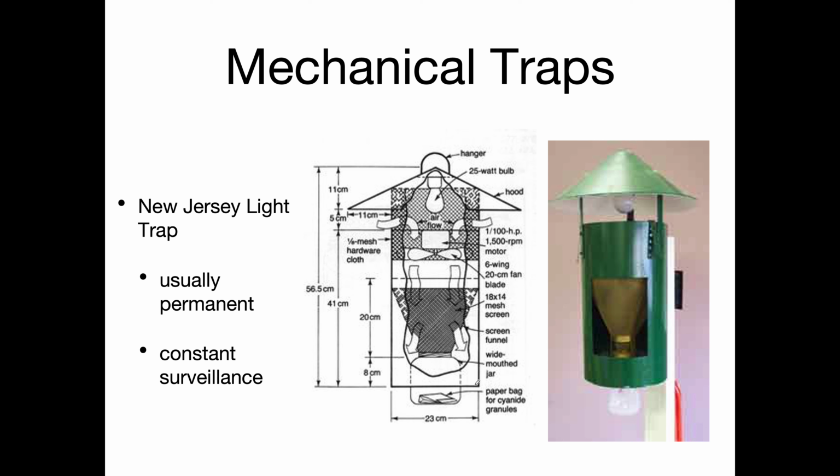In mechanical traps, we have a couple of different types. We have what's called the New Jersey Light Trap. The Jersey Light Trap is a permanent fixture. You can see it uses quite a large bulb, and it has a big funnel, and then it has these catch containers here at the bottom. Inside of here is a fan, and so the mosquitoes are attracted to the light, and the fan suctions the mosquitoes down through this funnel into this collection tube here.